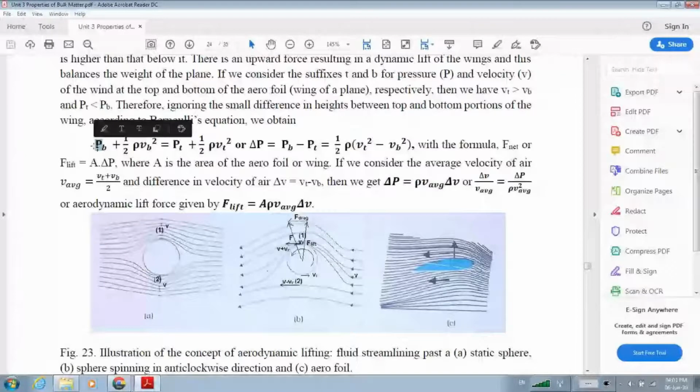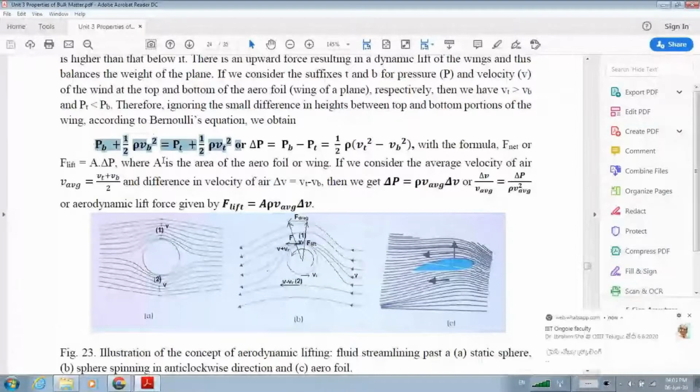If the potential energy term is eliminated, ultimately Bernoulli's principle becomes, for the bottom side, Pb plus half rho Vb square, and for the top side, Pt plus half rho Vt square. We are saying that the bottom pressure is more and the top pressure is less. So we have delta P equal to Pb minus Pt, equal to half rho (Vt square minus Vb square). And the net force, F net, equals A into delta P.